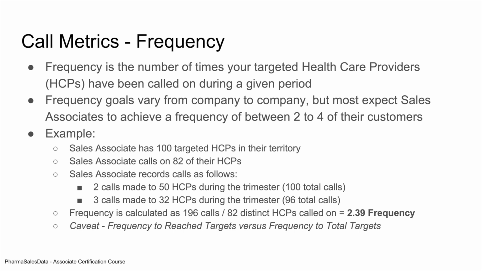They made 2 calls to 50 of them. They made 3 calls to 32 of them. So the frequency is calculated as the total number of calls made, divided by the distinct HCPs, and you get your frequency here of 2.39.